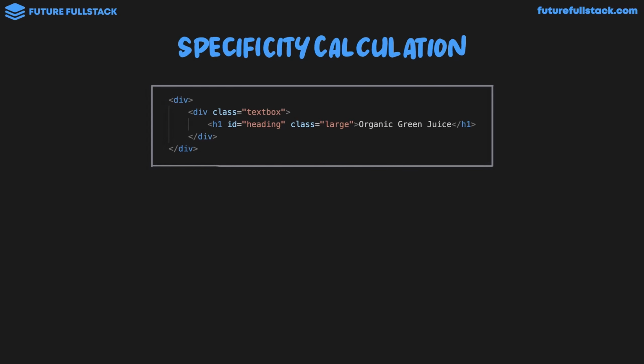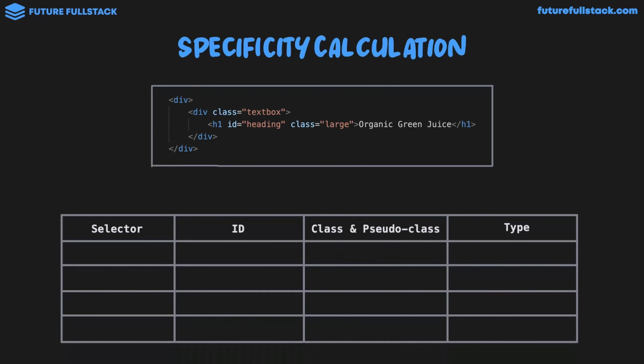A specificity calculation is very similar in nature to the sports table, where instead of wins, draws, and goal differences, we have the type of selector: ID, class and pseudoclass, and type. As we move from left to right, these selectors have a lower priority. So an ID selector is like a win, a class and pseudoclass selector is like a draw, and a type selector is like a goal difference. So let's now go through all 4 CSS rules we just saw earlier and tally this up.